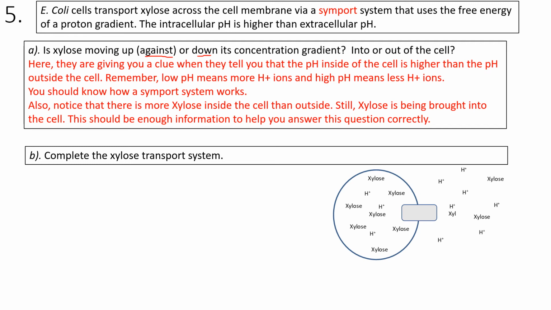So here they're giving you a clue when they tell you that the pH inside of the cell is higher than the pH outside of the cell. Remember that low pH means more hydrogen ions, and high pH means less hydrogen ions. You should know how a symport system works. Also notice that there is more xylose inside the cell than outside. Still, xylose is being brought into the cell. This should be enough information to help you answer the question correctly.